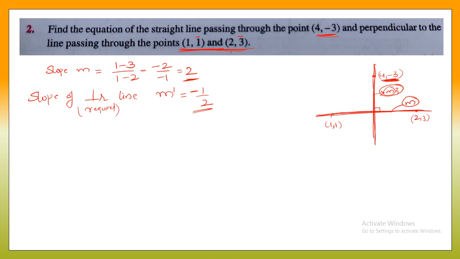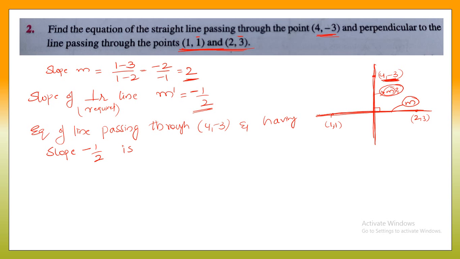Next I know a point. So the equation of the line passing through (4, -3) and having slope minus 1 by 2 is, directly, I am going to apply the point slope form. So what is the point slope form? y minus y1 is equal to m into x minus x1, no? So substitute the values.